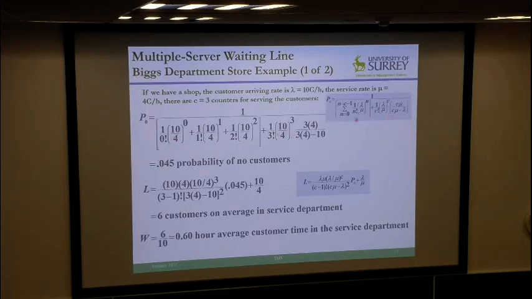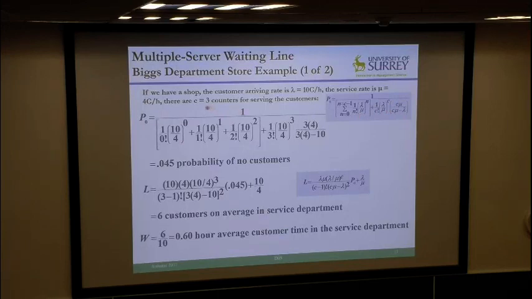So if n equals 0, then 0 factorial equals 1. And what is lambda? Lambda is 10. What is mu? Mu is 4. So in the equations, mu is just the service rate for a single server. Do not try to use the effective mu here. When we say mu, that's just the service rate for a single server.